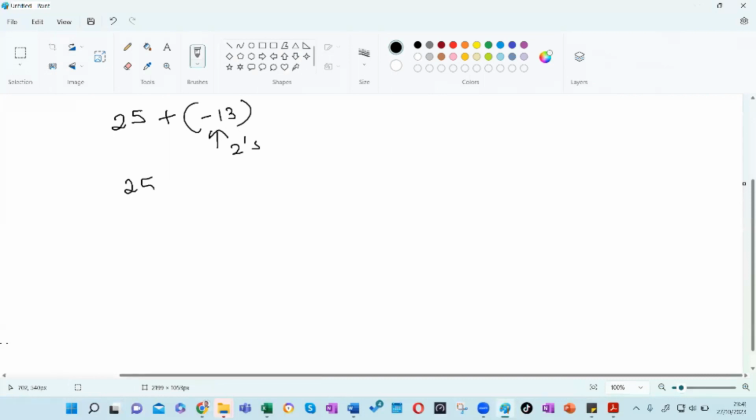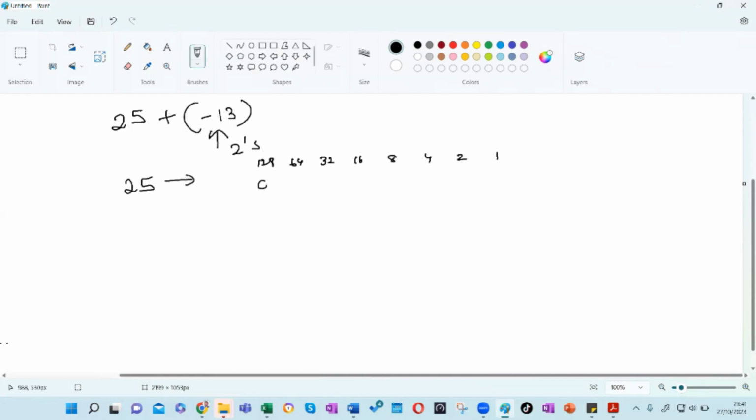Let's take 25. Remember, we had to do it with 8-bit binary. So 25, how do you convert into 8-bit binary? Write the positional values 1, 2, 4, 8, 16, 32, 64, 128. That's 8 bits. Okay, so let's put 25 into this.